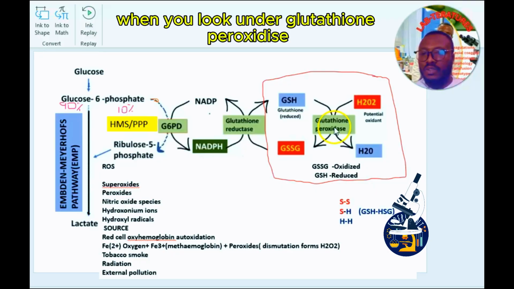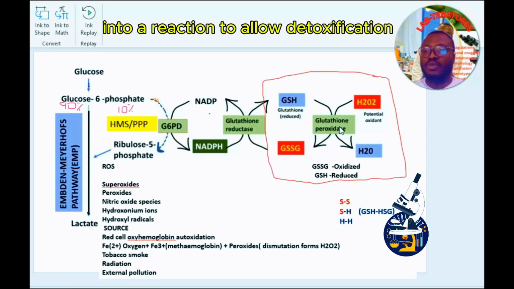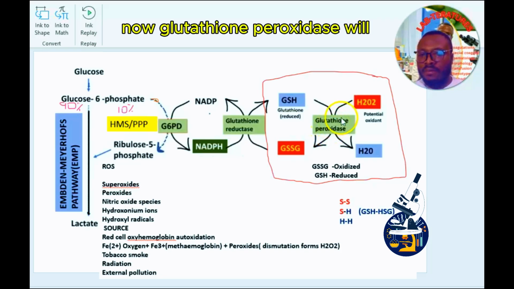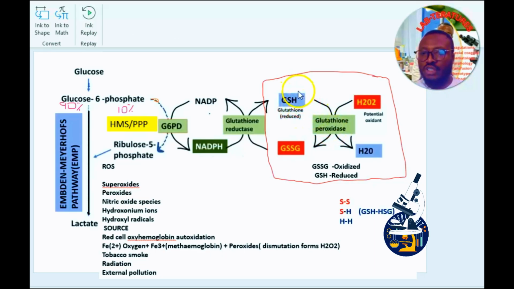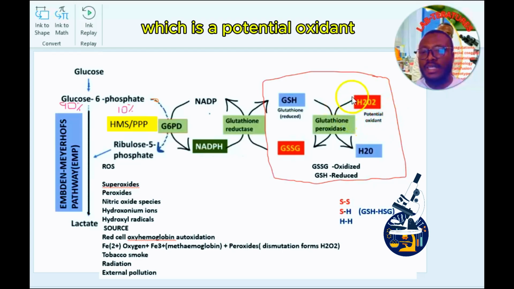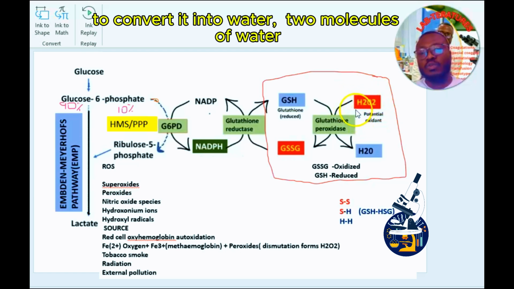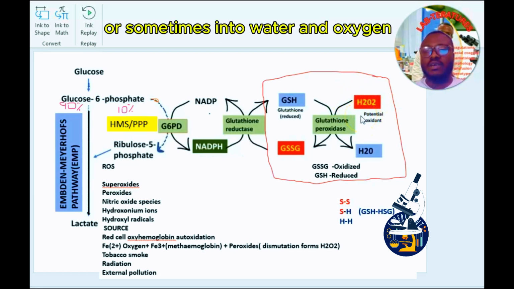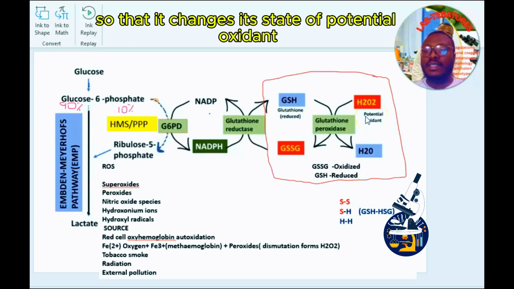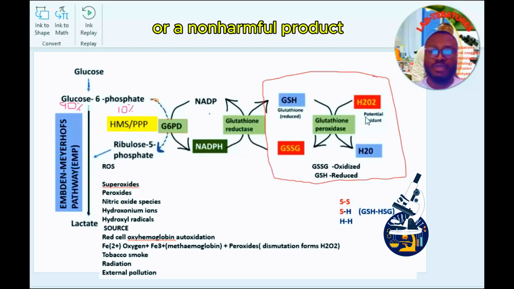When you look at glutathione peroxidase, this is a peroxidase, like I told you, it transfers hydrogen into a reaction to allow detoxification. Now, glutathione peroxidase will catalyze the transfer of an H from this reduced glutathione to a hydrogen peroxide, which is a potential oxidant, which can cause oxidative stress to red cells, to convert it into 2 molecules of water, or sometimes into water and oxygen, whatever it converts it to, so that it changes its state of potential oxidant or oxidative stress to a non-toxic or non-harmful product.